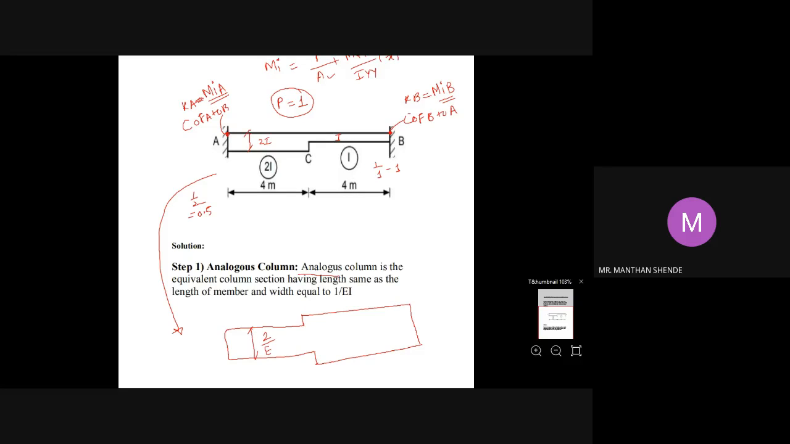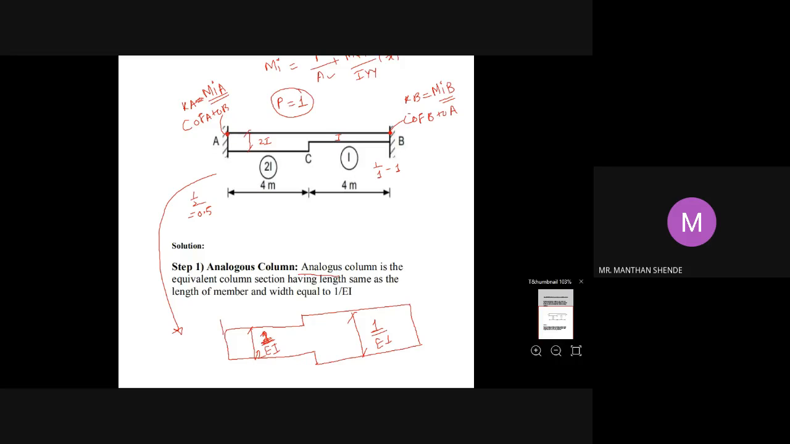Whatever the EI is here, it is 2I, so this will become 1 by twice EI, and this width will become 1 by EI. So 1 by twice EI and 1 by EI. 1 by twice EI is 0.5, so this ratio is naturally less than this 1 by EI, which is 1. So this is the 1 by EI diagram, which is exactly opposite to your given section.